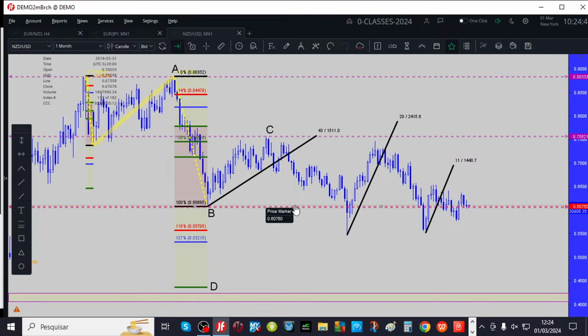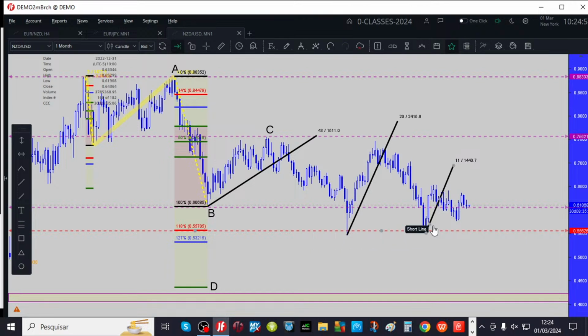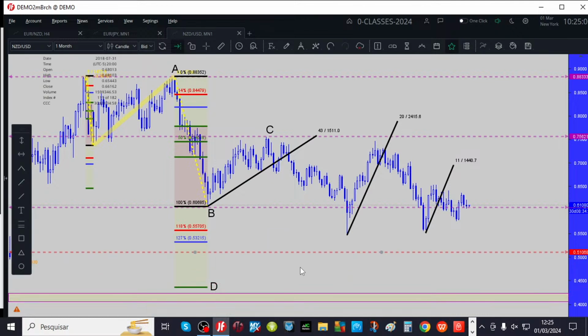This is the C, that's the B. Should we profit take at the red? By the way, the market hit the red already. Should we profit take at the blue, or should we profit take at the green? What's the answer?